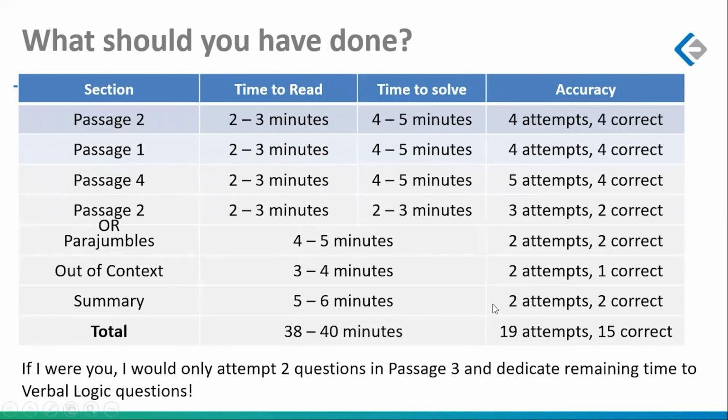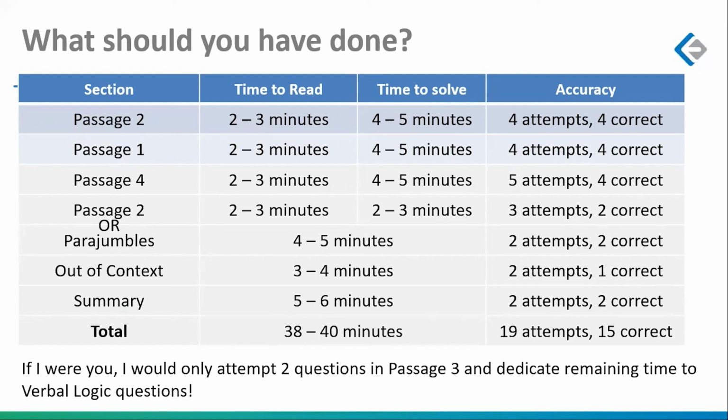So what should you have done? You should have gotten me 19 attempts and 15 correct. How? Start with the passage number 2. Passage number 2, you give it 6 to 7 minutes and get me 4 attempts and 4 correct, because if you have been preparing for CAT for more than 8-9 months now, passage 2 is precisely the kind of passage where in 6 to 7 minutes you can get 4 attempts and 4 correct. You go from passage number 2 to passage number 1, same targets, because 2 gave you more confidence. Yes, it is still possible to maybe give an extra 1 minute to passage number 1. You can make it 7 to 8 minutes. But you still have to give me 4 attempts and 4 correct.